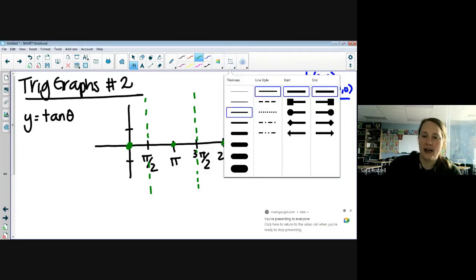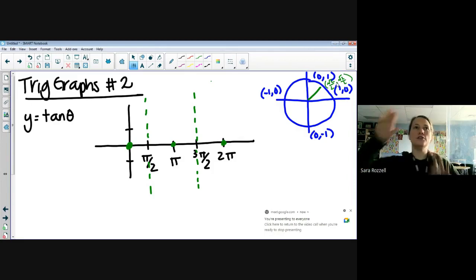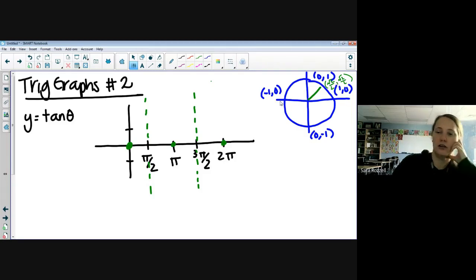So we know that at our pi over 4s, which are our halfway points, we have root 2 over 2 and root 2 over 2. And when you do sine over cosine, or y over x, and the two numbers are the exact same, what's our tangent going to be? What's root 2 over 2 divided by root 2 over 2? That's going to be 1, right? So at pi over 4, which is halfway between 0 and pi over 2, our y value is at 1.